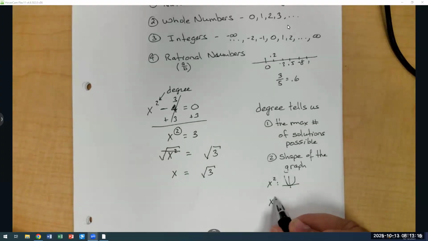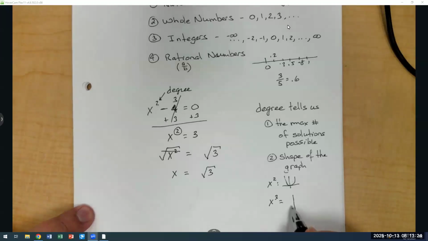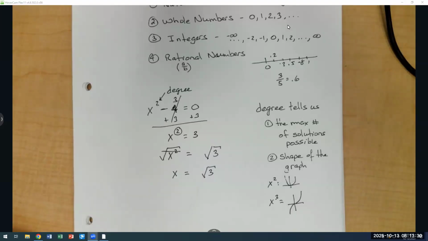If we had x cubed, what's that going to look like? It will look like this. Yeah, that's why I'm gonna hold off on that, because you guys spend too much time trying to look where we are in those papers instead of just listening. So that's how the degree tells us the shape and the direction of the curve and what kind of graph we're gonna have.